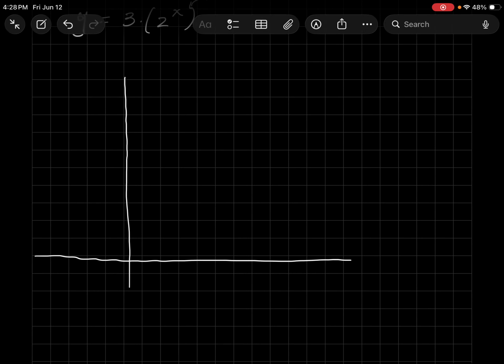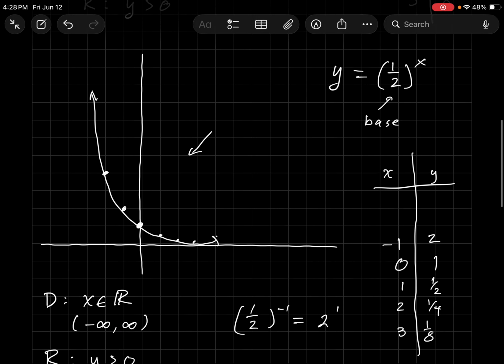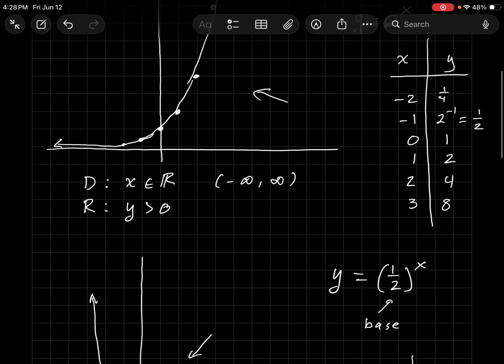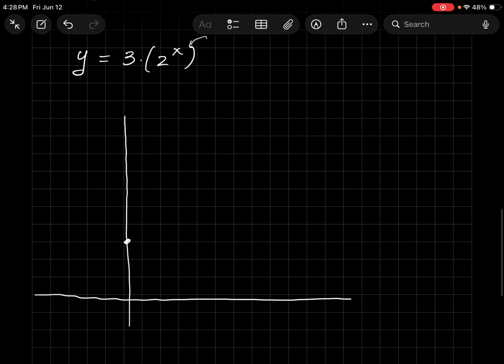So if the original function was at 0, 1, this would be 3 times that. And the next one was at 1, 2. Then this one will be at 1, 6. And then I could continue doing things like that.